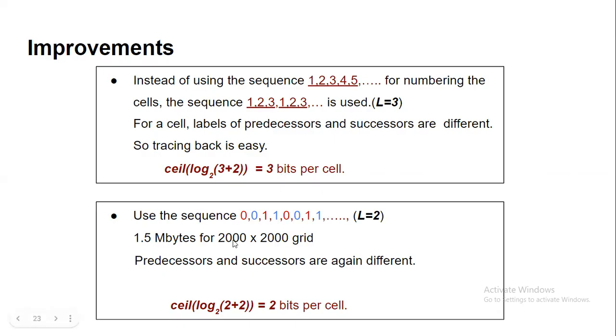Here we can see a memory requirement for a 2000 by 2000 grid. If you calculate, as we are requiring 2 bits only, 2000 into 2000 into 2, it is actually 1.5 megabytes. Okay, I'll recalculate it, because this value seems a bit mismatched, and I'll provide the solution in the next class.